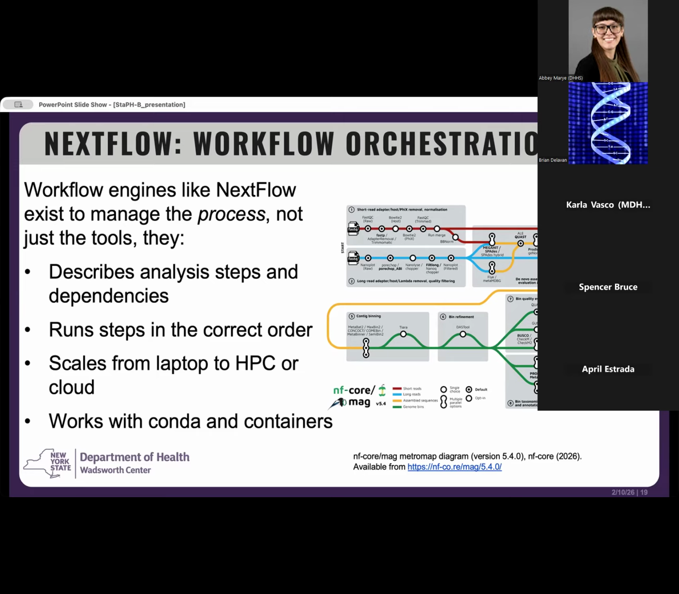Nextflow can launch steps using Conda environments or containers, depending on what's allowed by your infrastructure and security policies. For public health workflows, this means analyses are easier to share, rerun, and audit. The logic of the analysis is captured explicitly rather than just being hidden inside scripts or manual steps that we might be putting together to do these types of workflows ourselves.